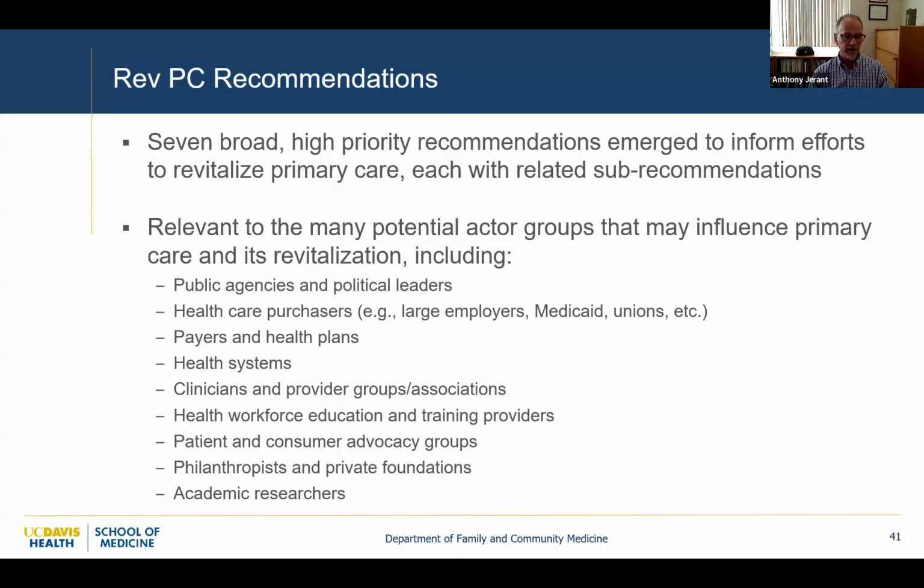Sometimes they can apply across multiple or maybe even all of these actor groups. And it's a little bit reductionist in a way to say, well, this is really applicable just to payers, when actually it may turn out that by seeing this, patient and consumer advocacy groups might see that recommendation and they could potentially push for change. So for better or for worse, we took more of an approach of not targeting actors in the way they're framed.